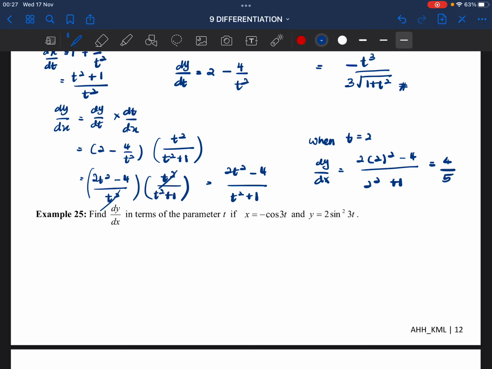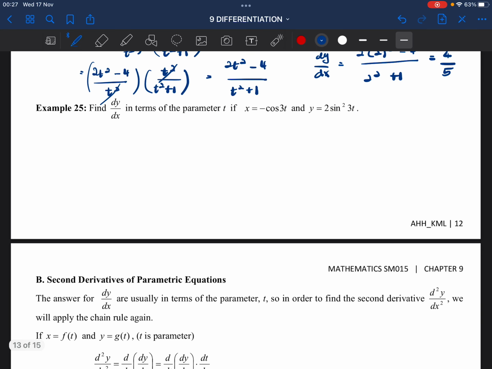Alright, so now example 25, you can do it by yourself. Okay, differentiate trigo there. Make sure you know how to differentiate your trigo. So the answer here is dy over dx is equal to 4 cos 3t. Okay, please try. Alright, so now let's take a look at the second derivative of parametric equation.